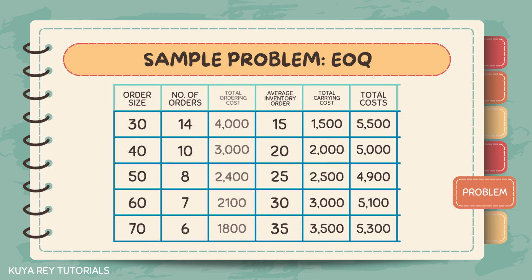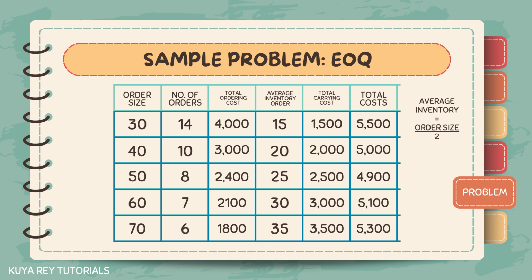In the following column, we see the total order cost, which is determined by multiplying the number of orders per year, times how much it costs per order. As you can see, if we have to order 14 times in a year, and each order costs 300 pesos, then the total ordering costs is 4,000 pesos.